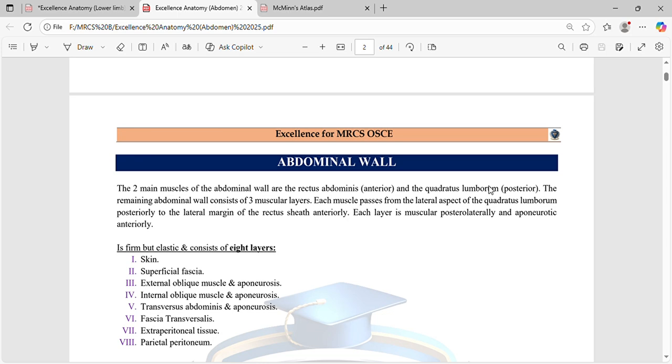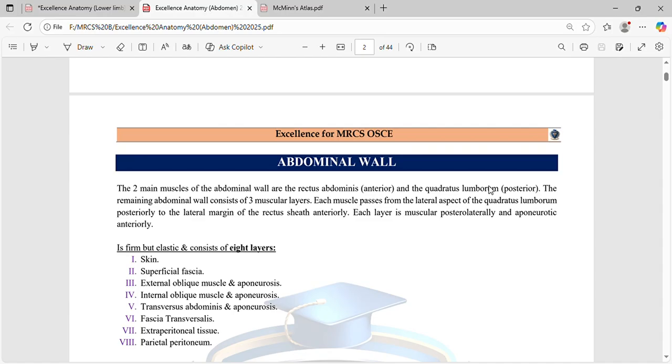Okay, so here we are discussing the abdominal wall. Basically, we have two muscles: anteriorly we have the rectus abdominis, and posteriorly we have the quadratus lumborum. And the remaining abdominal muscles consist of three layers, which move from posterior to anterior.